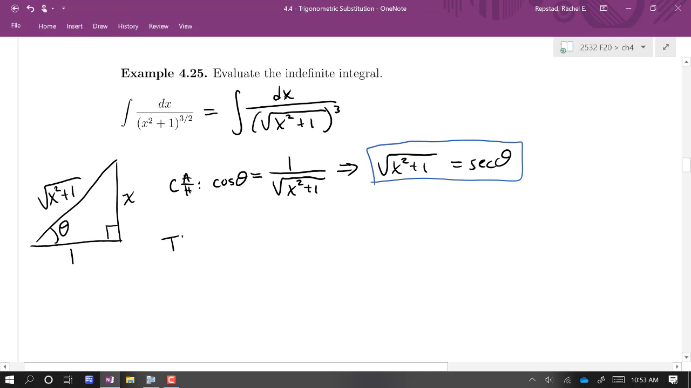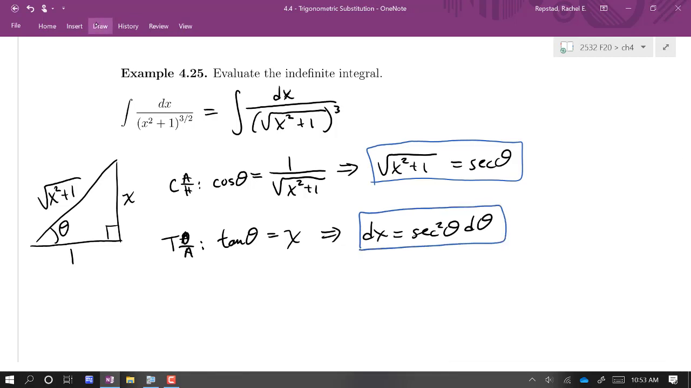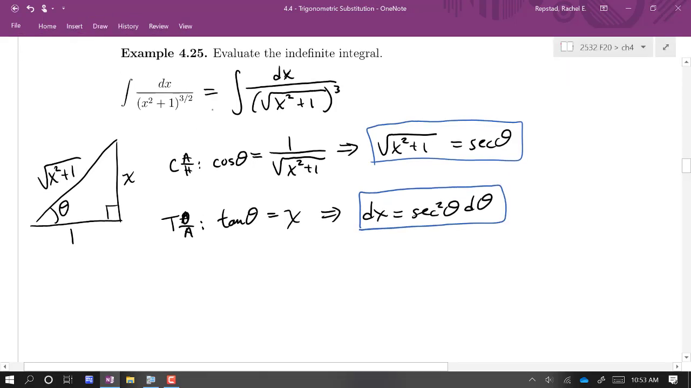Using the TOA part, the tangent part of SOHCAHTOA, tan theta is x over 1, or just x. And so that means that dx is secant squared theta d theta. And that is the other substitution that we needed. So I think we have everything we need to make this substitution. So now let's rewrite this integral. On top, dx is secant squared theta d theta. On the bottom, we have the radical cubed, so that's secant cubed theta.